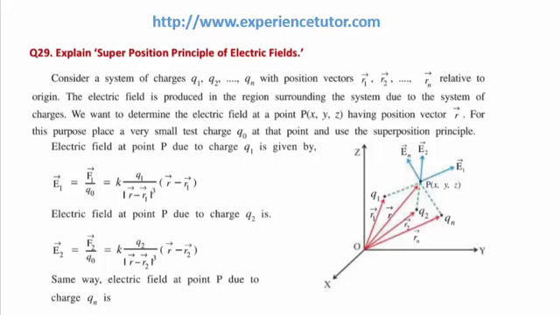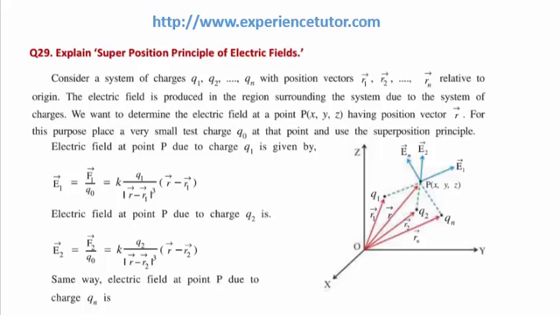Electric field at point P due to charge Q1 is given by E1 is equal to F1 upon Q0 is equal to K Q1 upon modulus of r minus r1 cube multiplied by vector r minus r1.